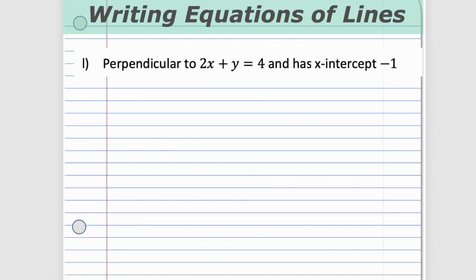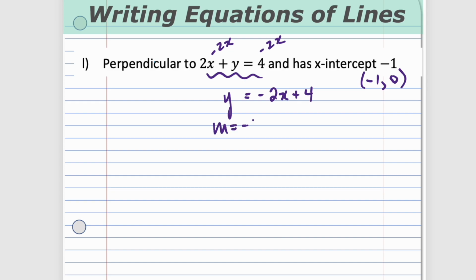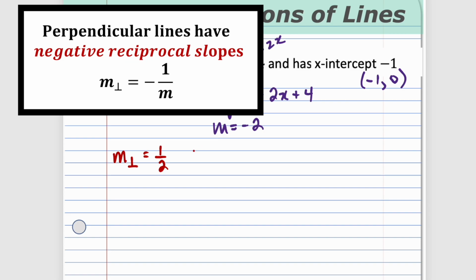Next one is a little bit more complicated. We need to find the perpendicular slope. And we have the x-intercept to help us out. So we'll solve for y here by subtracting 2x both sides. Y is equal to negative 2x plus 4. So the slope here is negative 2. But the new line we're trying to write an equation for has the slope of 1/2. So we'll use that and negative 1, 0.